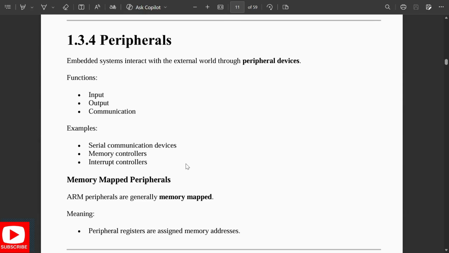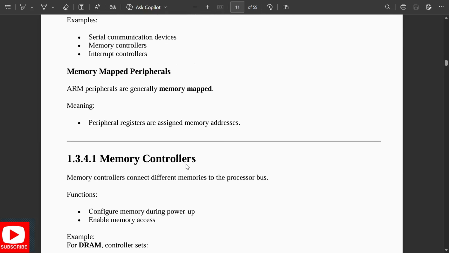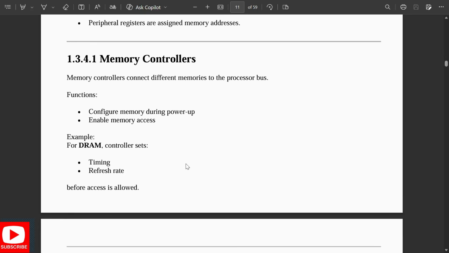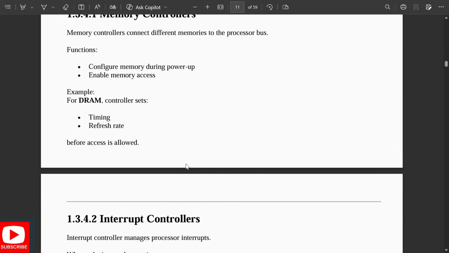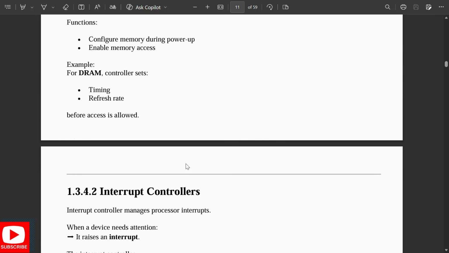Next is peripherals. Here, embedded systems interact with the external world through these devices, where functions like input, output, and communication are done. Memory mapped peripherals are also there, where ARM peripherals are generally memory mapped. Next is memory controllers. They connect the different memories to the processor bus. Their function is to configure the memory during power up and enable memory access. For example, for DRAM, the controller sets the timing and the refresh rate before access is allowed.